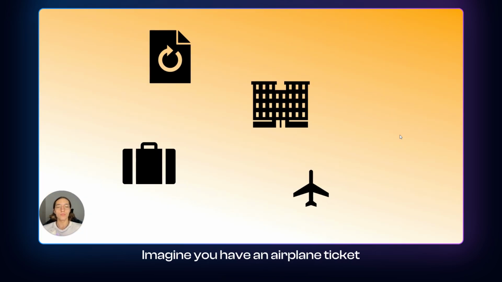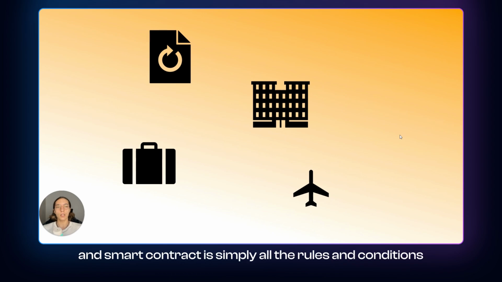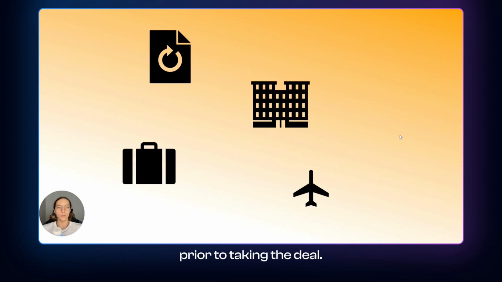Imagine you have an airplane ticket and you are looking to sell it. With the state of current technology, the first thing you'll be looking into is finding some middleman to provide security. If we base the same use case on a smart contract, we have no need for any middleman whatsoever, because a smart contract is simply all the rules and conditions of the agreement, which are visible to both sides of the agreement prior to taking the deal.